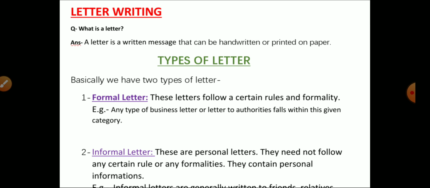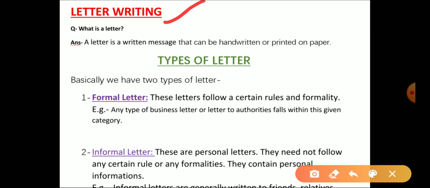Today we will learn about letter writing, and let me tell you one thing, this is one of the most important topics in CBSE, and you will get letter writing everywhere from class 6 to 10. Okay, let's start the chapter now. But first the question is, what is a letter? Let's find it out. A letter is a written message.